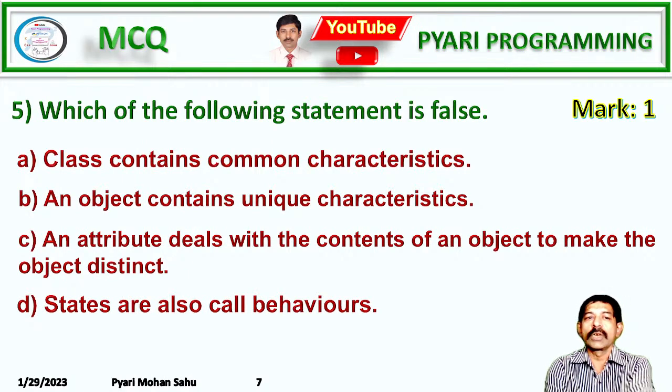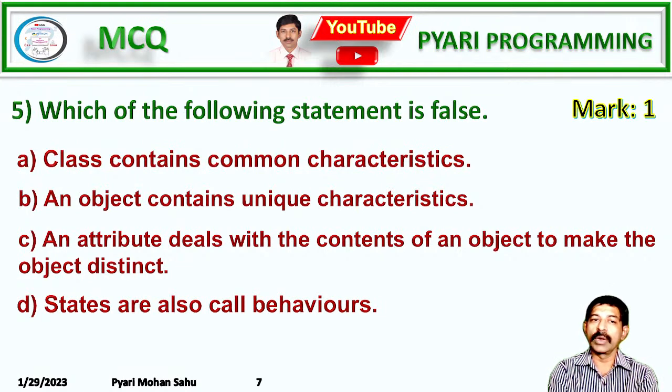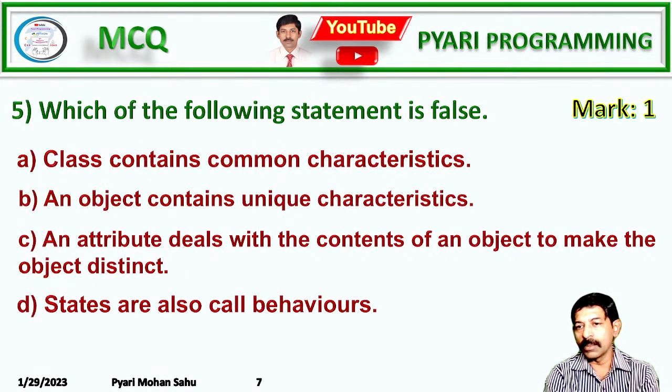Okay, next question is in front of you. Which of the following statements is false? Class contains common characteristics. An object contains unique characteristics. An attribute deals with the contents of an object to make the object distinct. States are also called behavior. Now, the answer is A. Class contains common characteristics is your false.